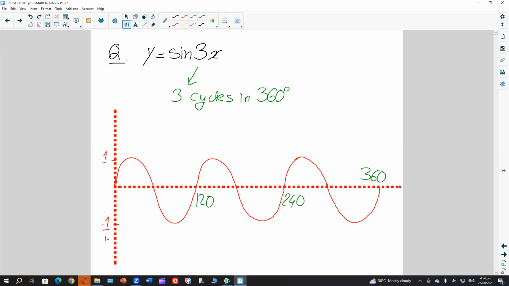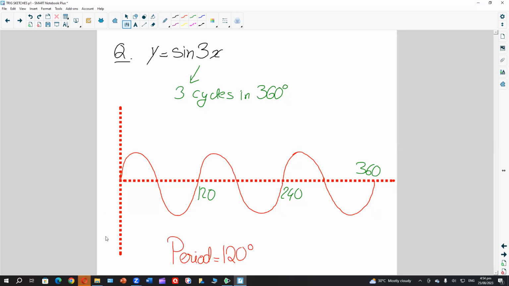Let me know once you have copied it. Done. So there are 3 cycles in 360. Examiners can change the domain. Presently, the period is 120. Can you tell me why the period is 120? What is period?